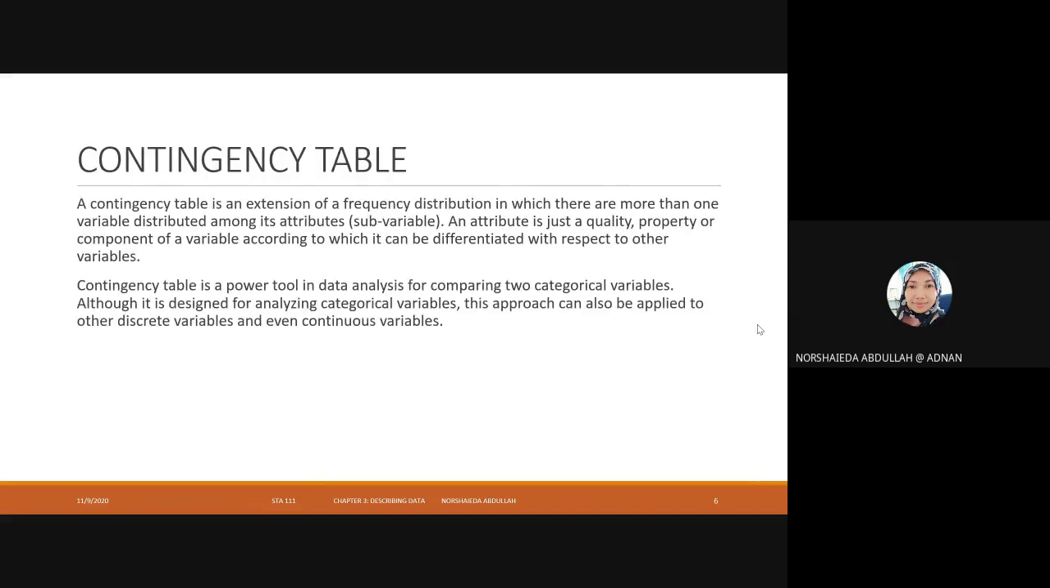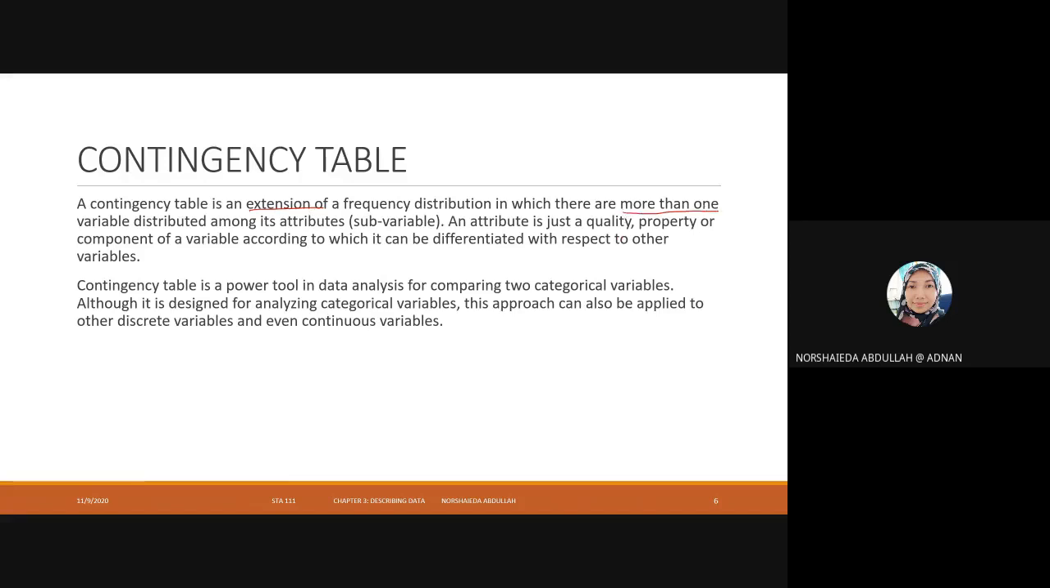Okay, so the second table is the contingency table. We can use a contingency table to present data with two or three variables. It is an extension of the frequency distribution table, where we have more than one variable.